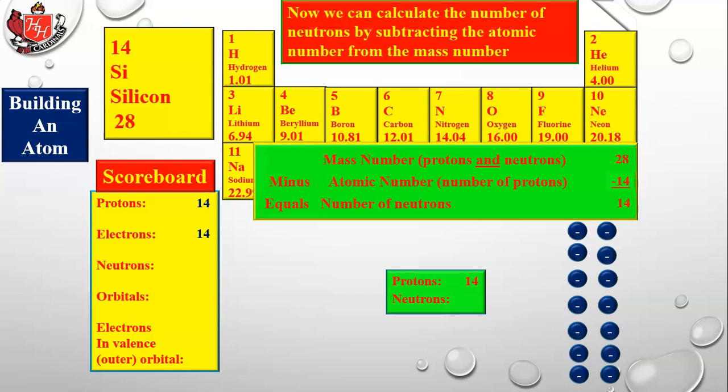Now we can continue to fill in our scoreboard over there where it says neutrons, and we can fill in the nucleus of our atom, 14. So now we're done with the nucleus. If I drew those out, we would have 14 little circles with plus signs and 14 little circles with equal signs representing the neutrons, but that's too much, so we're just going to write protons 14, neutrons 14.